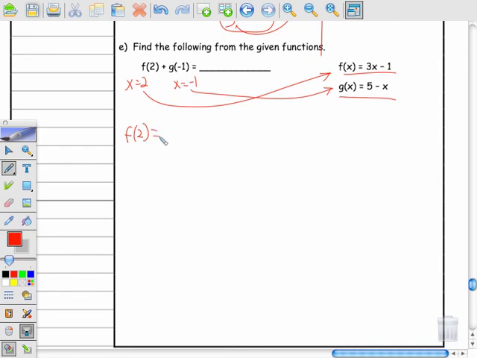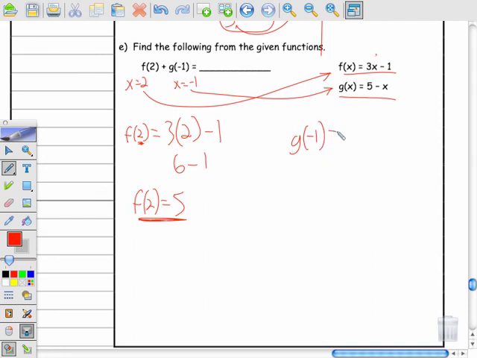So let's do the f function first. I got f of 2 equals, and I'm looking at this function, 3 times, what is x? Again, we just wrote x equals 2. So 3 times 2 minus 1, that's 6 minus 1, that's 5. So f of 2 equals 5. Keep that in mind.